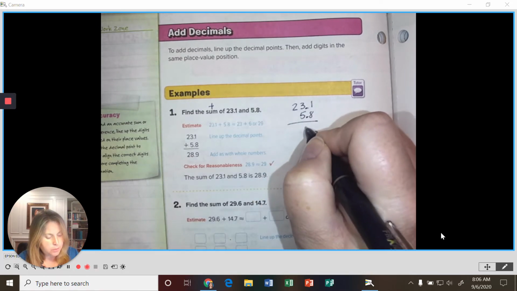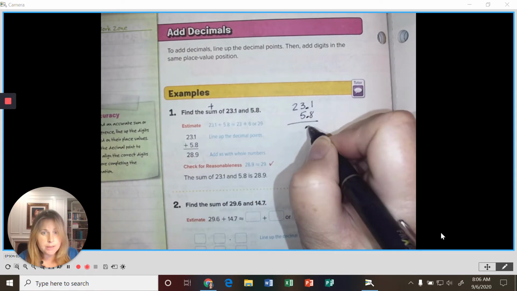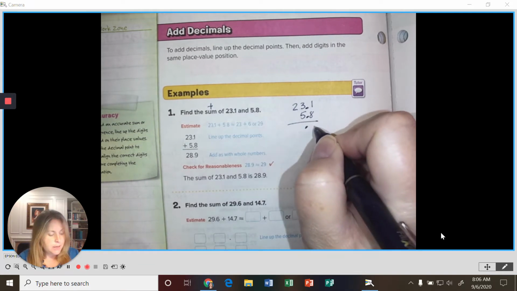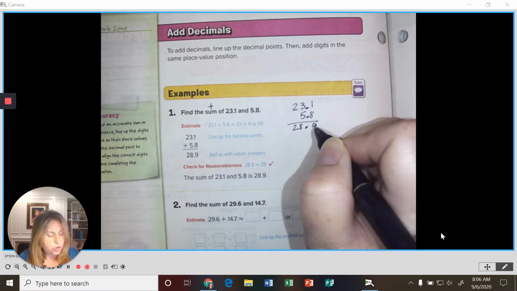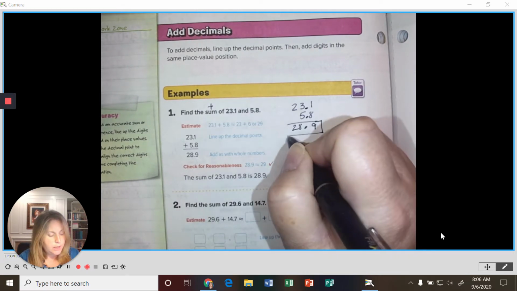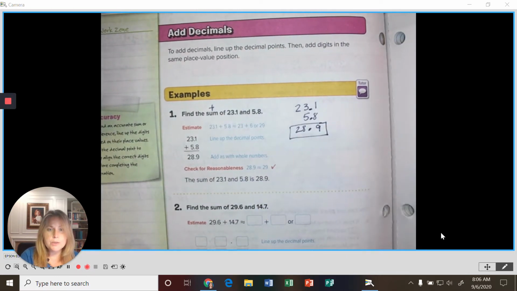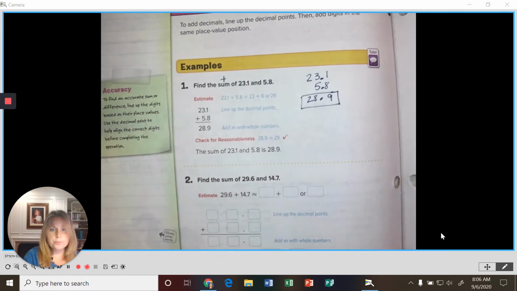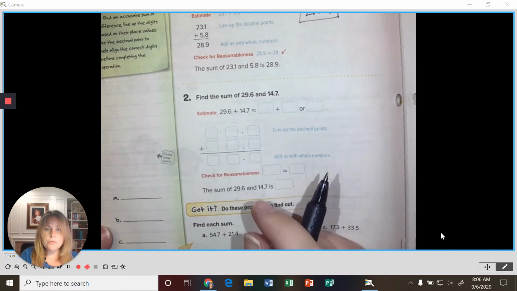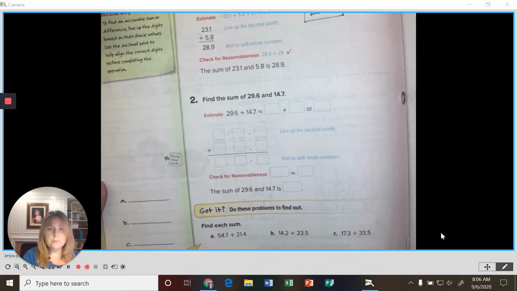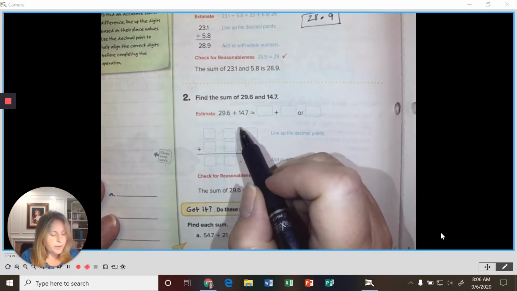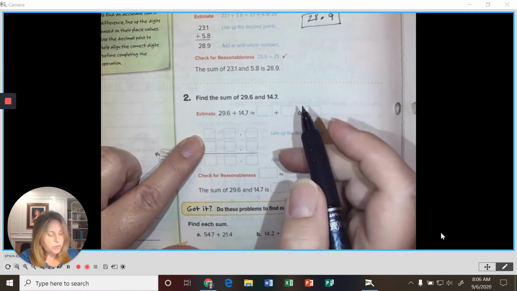Line up the decimals. Say it with me. Line up the decimals. 1 plus 8 is 9. 5 plus 3 is 8. 2 plus nothing is 2. So our answer is 28.9, and we box our answer. Number 2. Find the sum of 29.6 and 14.7. Okay, so 29.6 plus 14.7.